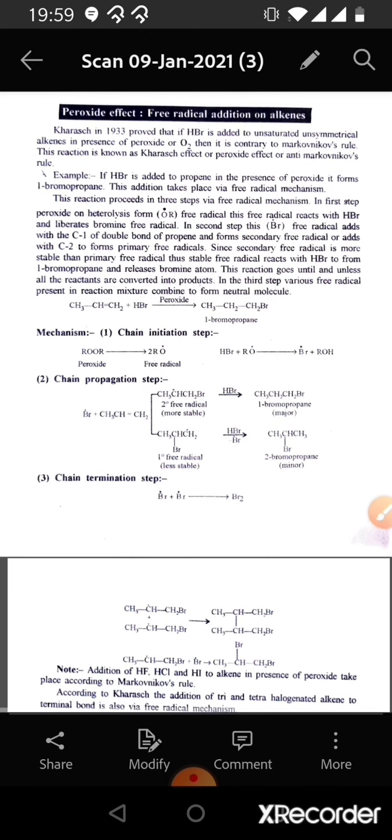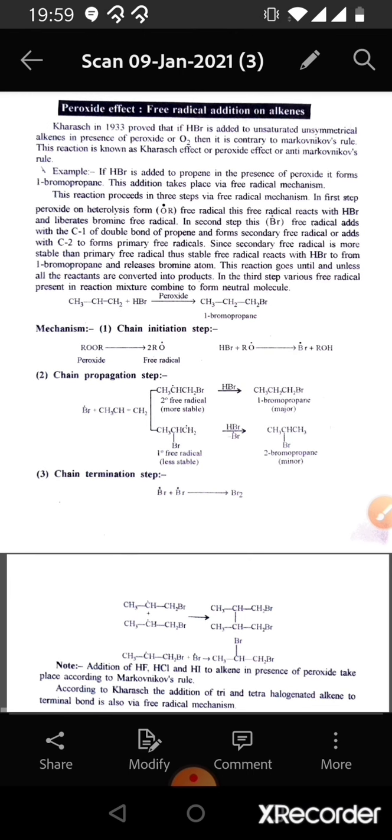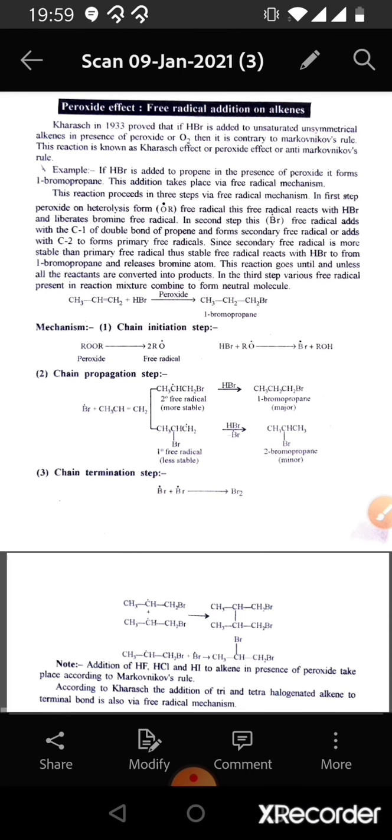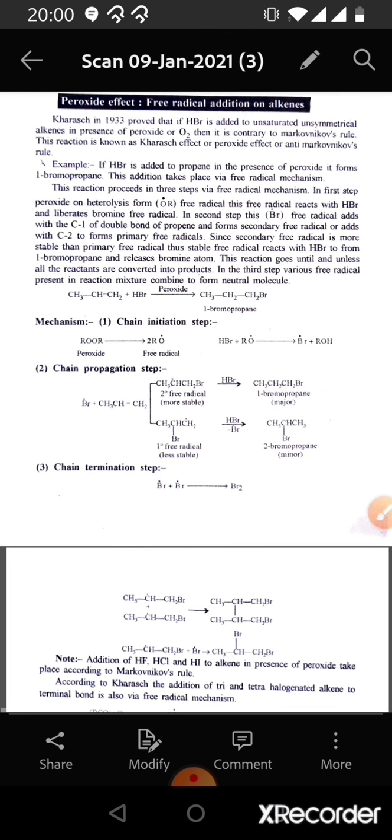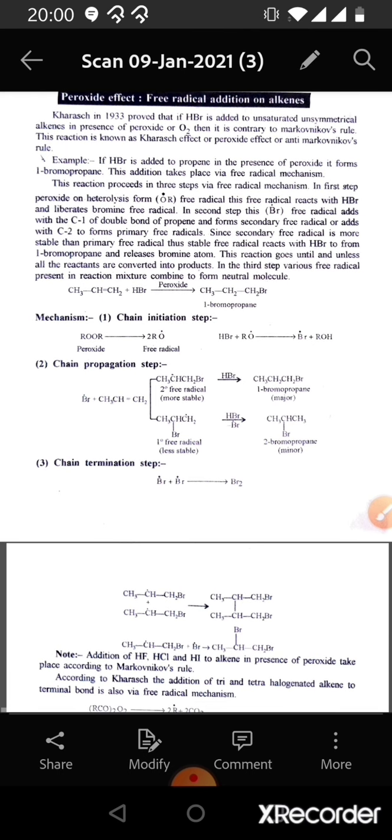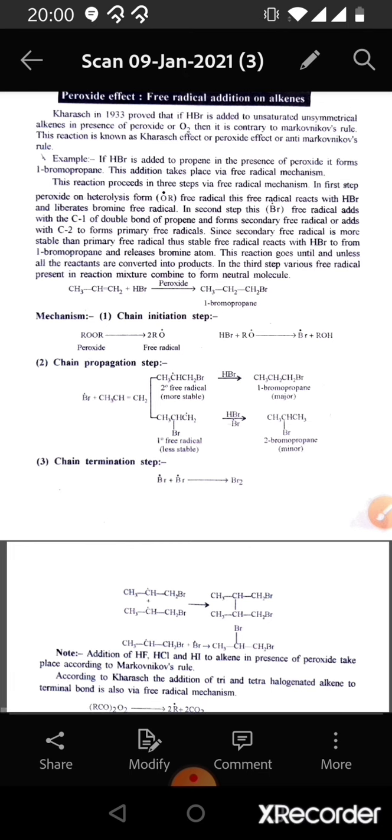This reaction proceeds in 3 steps. In first step, peroxide on homolysis forms OR free radicals. These OR free radicals react with HBr and liberate bromine free radical. In second step, this bromine free radical adds with the C1 of double bond of propene and forms secondary free radical, or adds with C2 to form primary free radical.